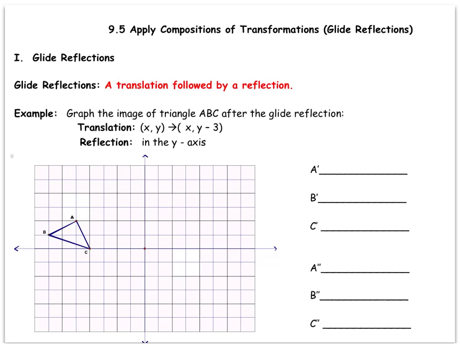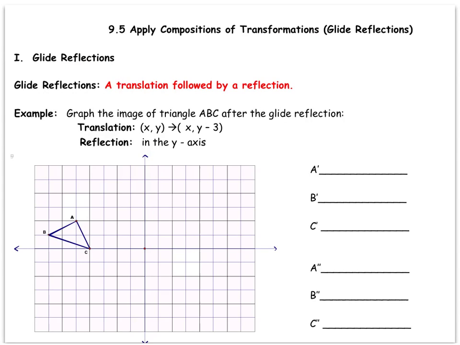In this lesson, we're going to look at the composition of different transformations. So we're going to put together a couple of the different transformations we've looked at. These are called glide reflections, which is when we first make a translation, then we follow it by a reflection.